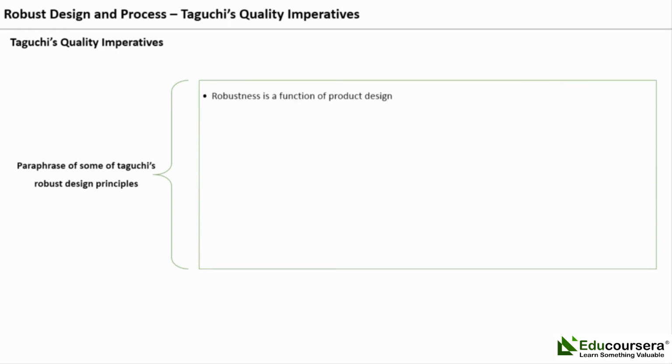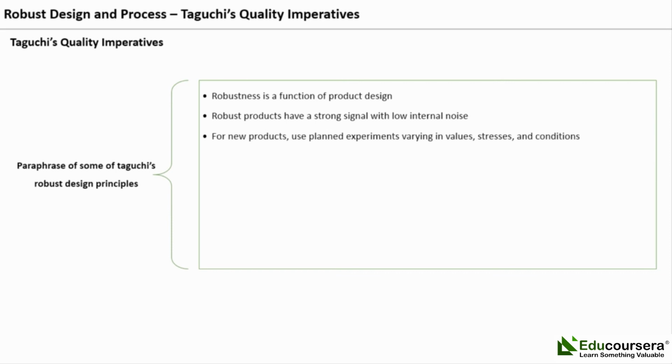Robustness is a function of product design. The manufacturing process and online quality control cannot do much to change that. Quality losses are a loss to society. Robust products have a strong signal with low internal noise. The design change of increasing the signal-to-noise ratio will improve the robustness of the product.